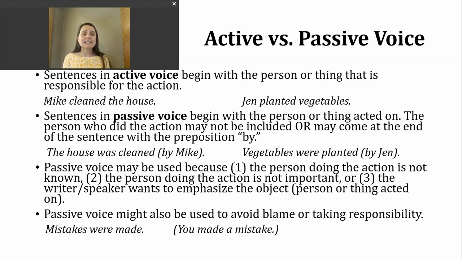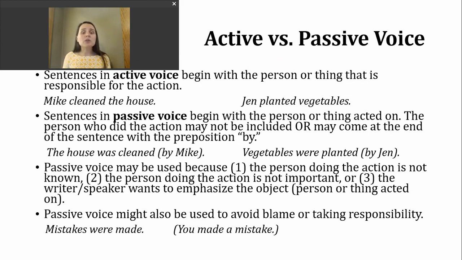There are a few reasons that people might use passive voice, and it could be that we're using this particular style because we don't know the person or people that are responsible for the action. They're just unknown. Another reason people might use passive voice is that the person or people doing the action just aren't important.